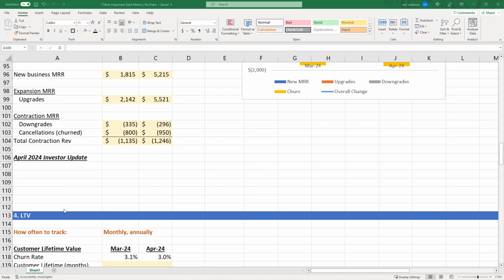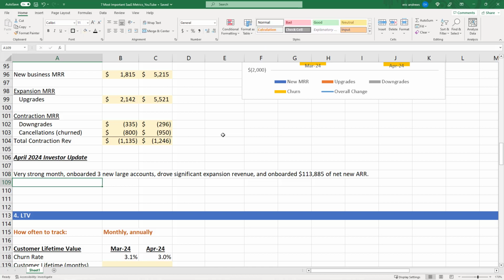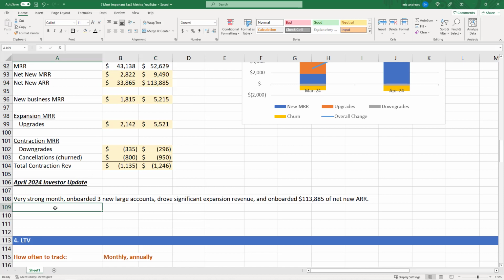Okay, so investor update. So overall, I would say very strong month. Onboarded 3 new large accounts. You can see we onboarded over 5,000 of revenue, so those are larger accounts. Drove significant expansion revenue and onboarded 113,885 of net new ARR. So that's a nice metric right there.